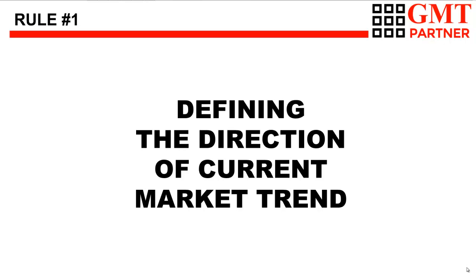The first and foremost rule of any strategy designed to follow the trend is to determine the direction of the current market trend. As you know, application of moving averages, as well as other more complex indicators that are based on moving averages, is the most common method used for determining the direction of the current market trend.